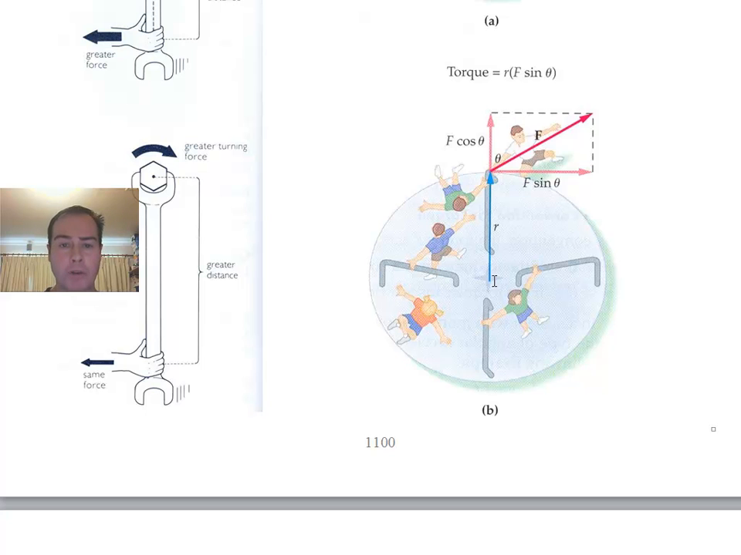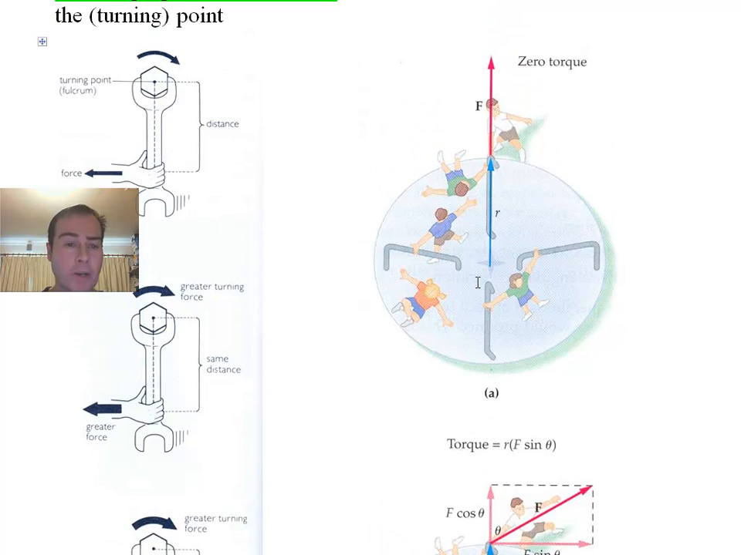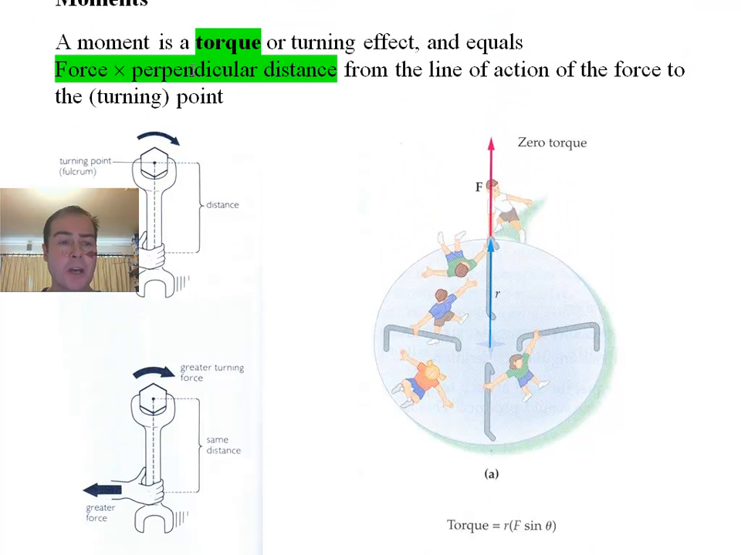If I were to write down an equation that represented the total amount of rotational effect that this force has, it would be F sine theta times r for this particular situation. So in summary, once again, it's force times perpendicular distance that gives the total turning effect or torque of a force, and it could be either clockwise or anti-clockwise.